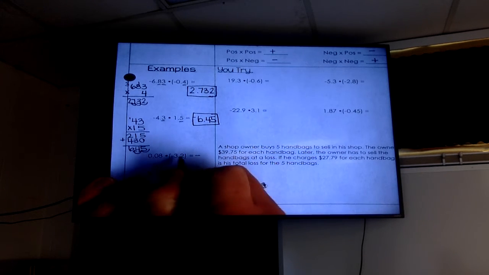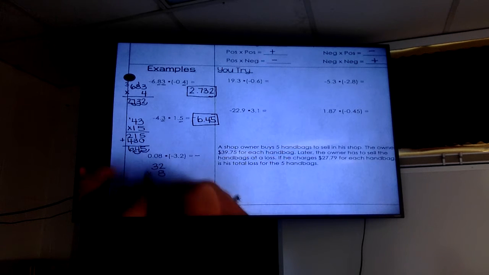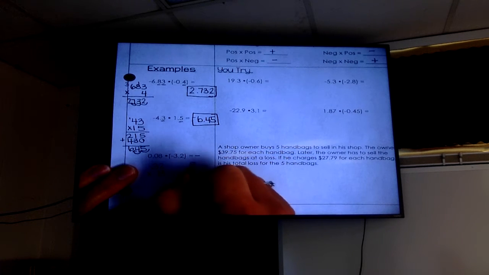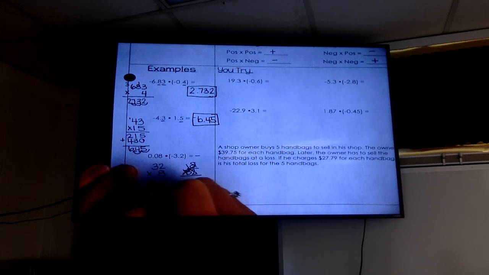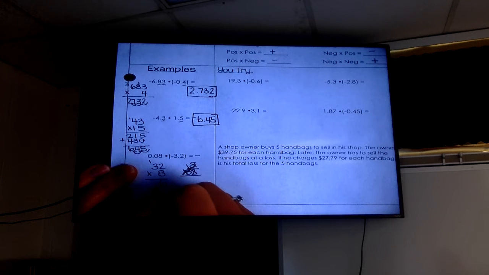Now, notice here it says 8 times 32, but I'm going to reverse it because it makes more sense to have 32 on the top and 8 on the bottom. And with multiplication, you're allowed to do that. This makes more sense than if I were to write it the other way. That looks funny. Okay, so we're going to leave it like this. 8 times 2 is 16. 8 times 3 is 24, plus 1 is 25.